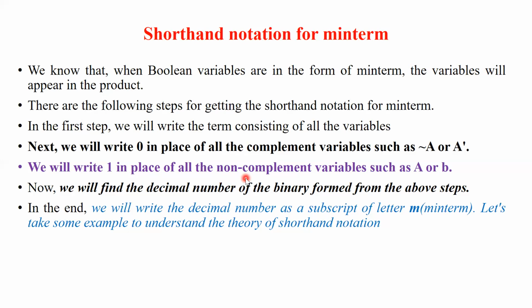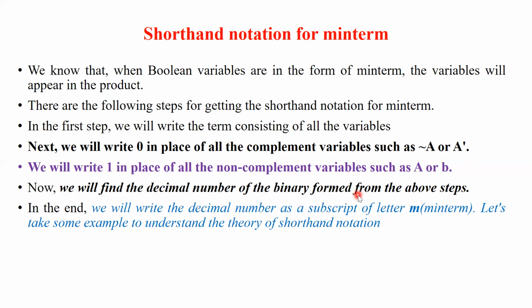See, we had seen from the values how I wrote the min terms. Wherever there was 0, we had written the complement. Wherever there was 1, we had written the variable as it is. So the same thing we will do. We will write 0 where A dash is there, and 1 where the variable is as it is. Now, once you have written the values, we will find the decimal number of the binary form.